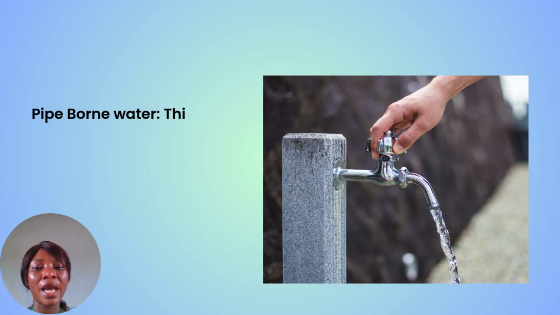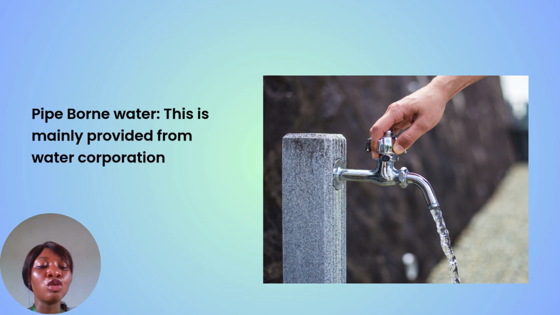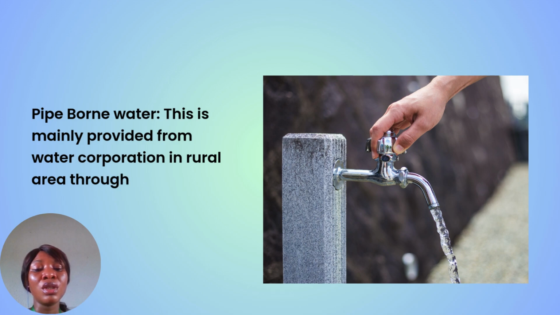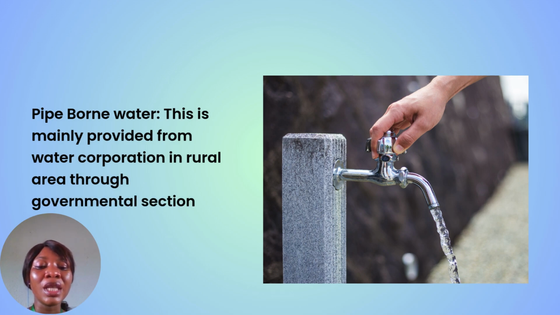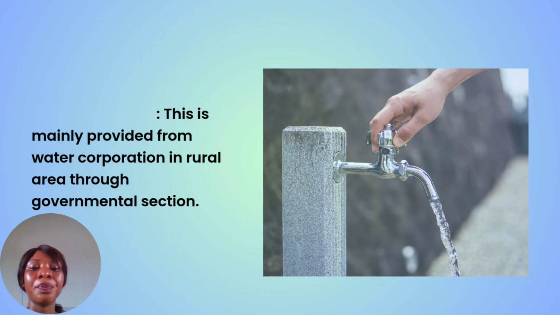The pipe-borne water is mainly provided by water corporations through governmental sections. This water is distributed through a network of pipes and connected to different homes and buildings. It is typically sourced from a treatment plant and delivered under pressure through a series of pipes. You can easily find them in developing places, places that are underdeveloped rather.